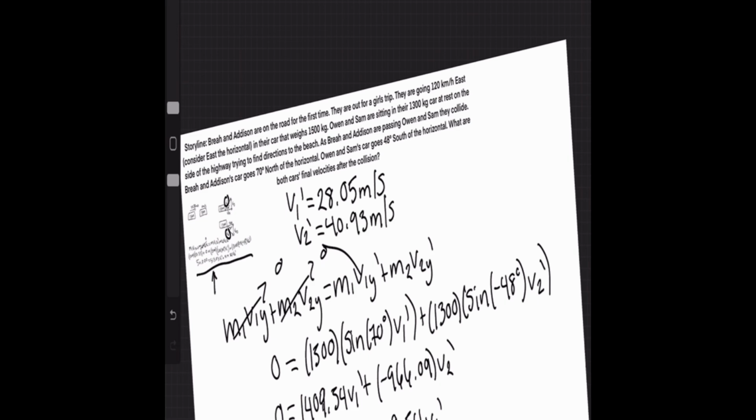So Breah and Addison's car is going 28.05 meters per second after the collision, and Owen and Sam's car is going 40.93 meters per second after the collision.